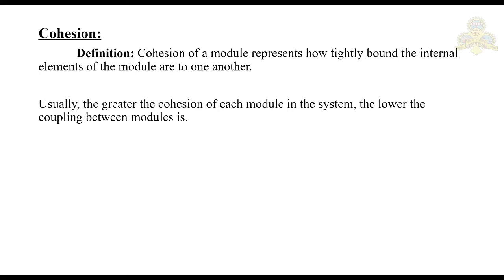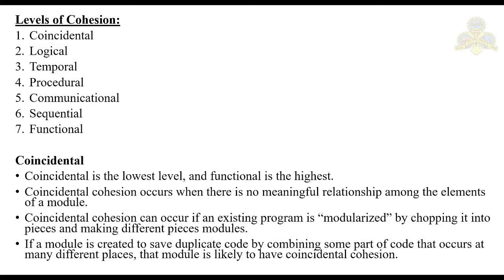Usually, the greater the cohesion of each module, that is, the more strongly the attributes of the module are bound, the less the coupling between the modules. If cohesion is greater, then coupling would be lower. Now we will see the levels of cohesion. There are 7 levels of cohesion.